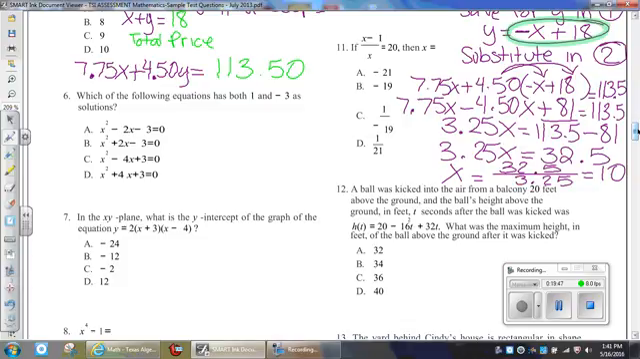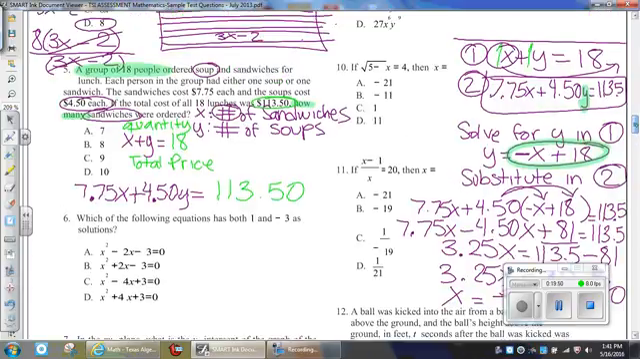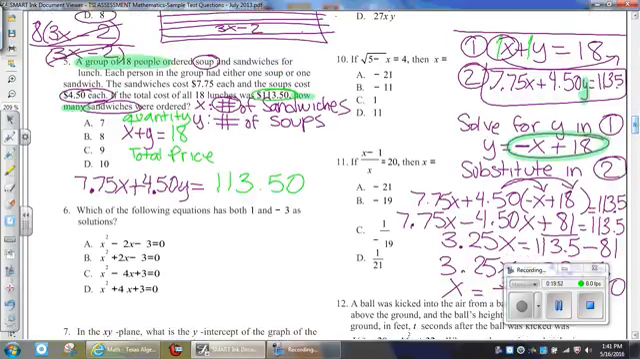It is 10. Now, what did we say x represented? Sandwiches. What about the sandwiches? The bread of the sandwiches? The number of sandwiches. So they sold 10 sandwiches. Was that the question though? Yes. How many sandwiches? What if the question is, how many soups?